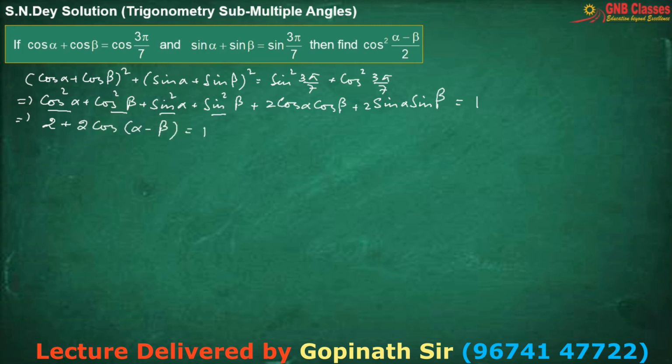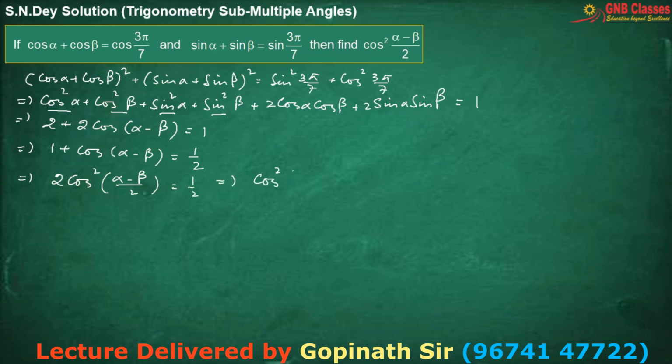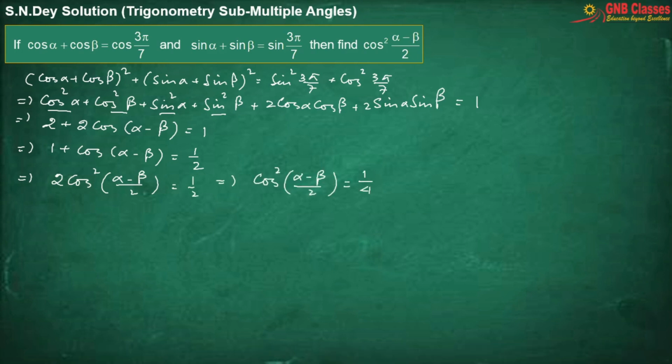Cos alpha minus beta equals 1, which implies 1 plus cos theta can be written as 2 cos square theta by 2. Therefore the value of cos square alpha minus beta by 2 is nothing but 1 by 4. Is it clear to all of you? Okay, let us move to the next problem.